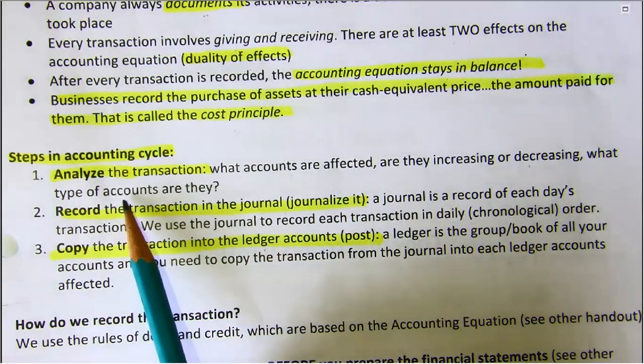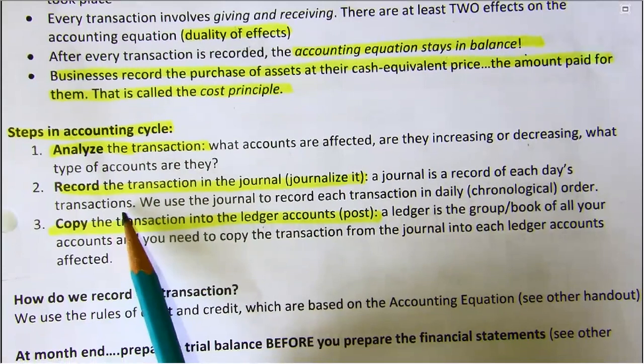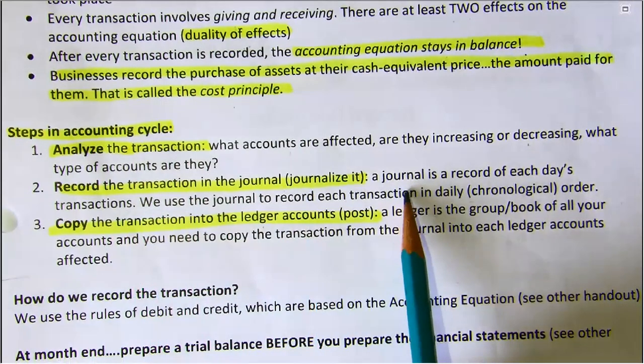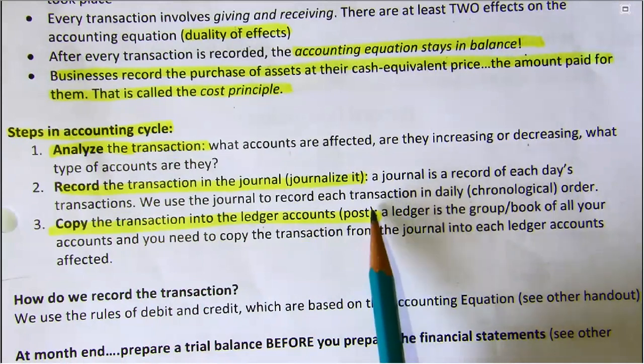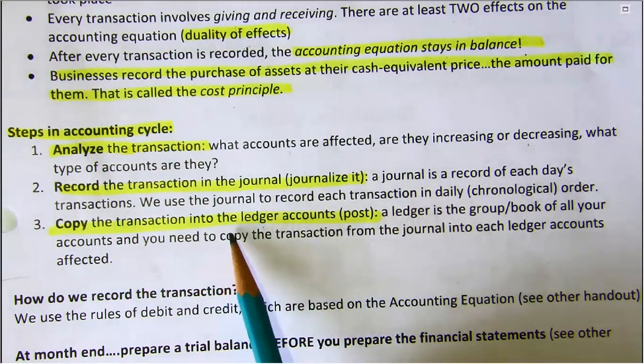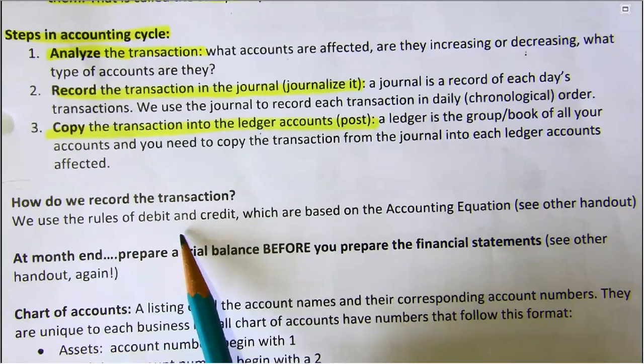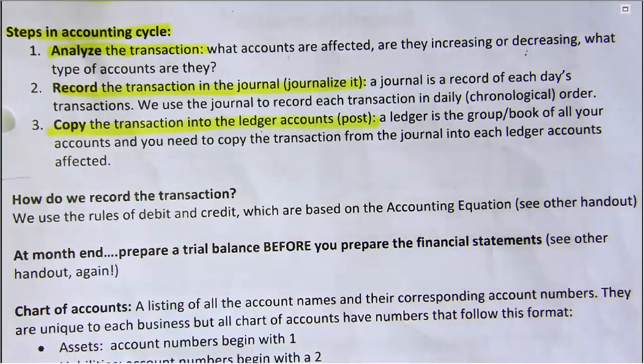Because that will help us do the next step, record the transaction or journalize the transaction, recording it in the daily record of all the business activities that affect the accounting equation. And finally, we'll be copying from the journal into the individual ledger accounts. Now, how do we record the accounts? We record them using the rules of debit and credit, which is based on the accounting equation. We're going to see that on page 3 in just a moment.